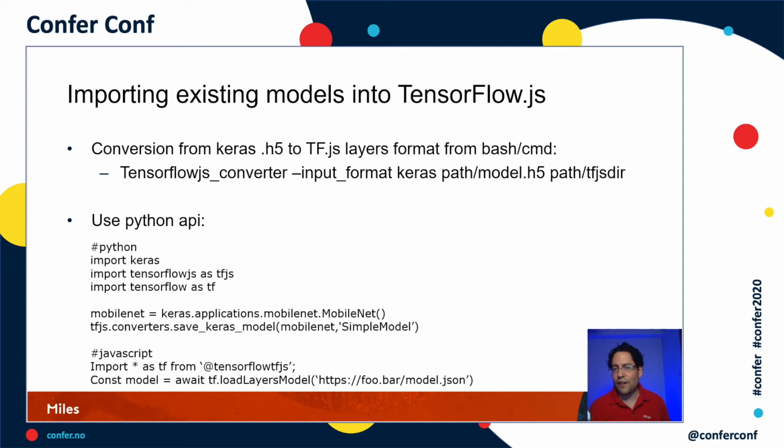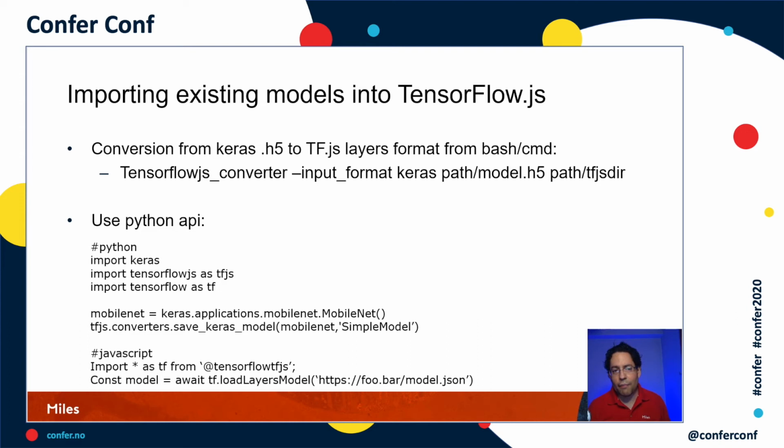And we can do that from the command line. So we run a command, tensorflowjs_converter, and then we define our input format, which in this case is keras, and then we need to define the path to our model h5 file, and then the path to where we want to have the output or converted model.